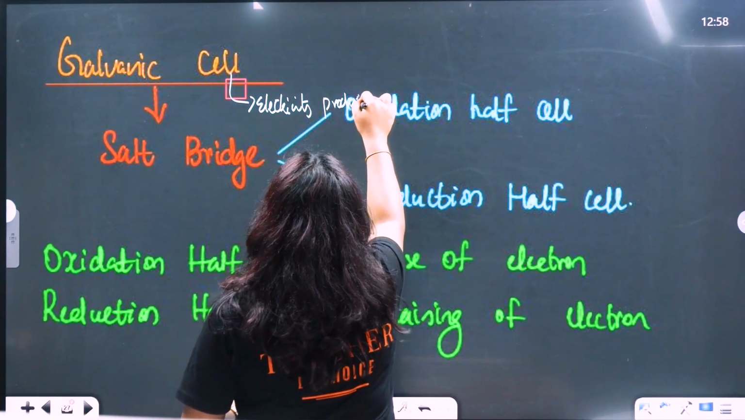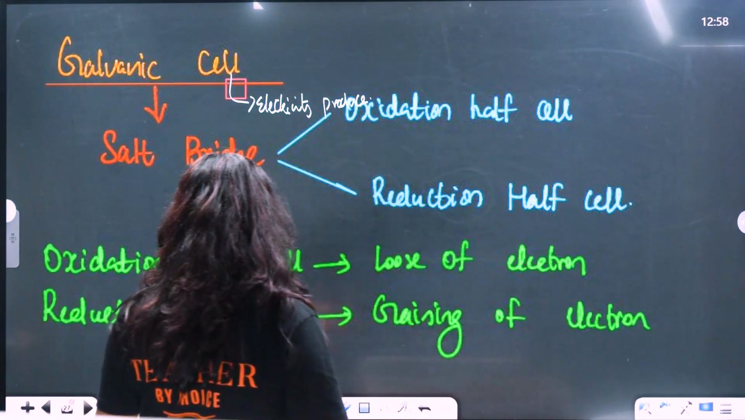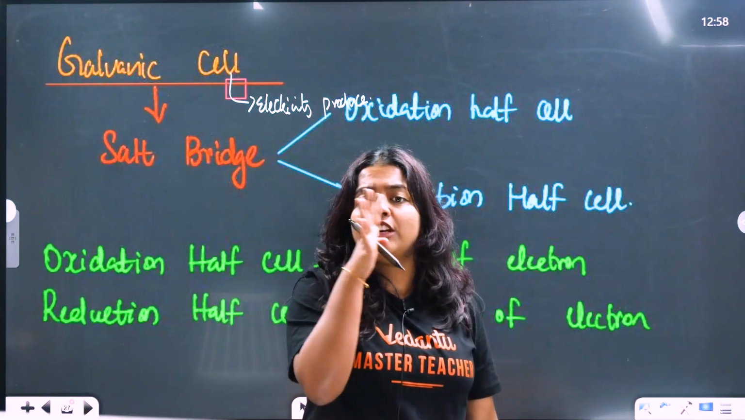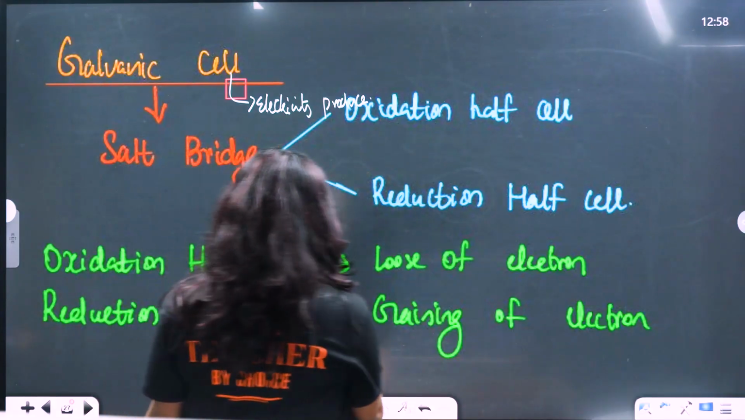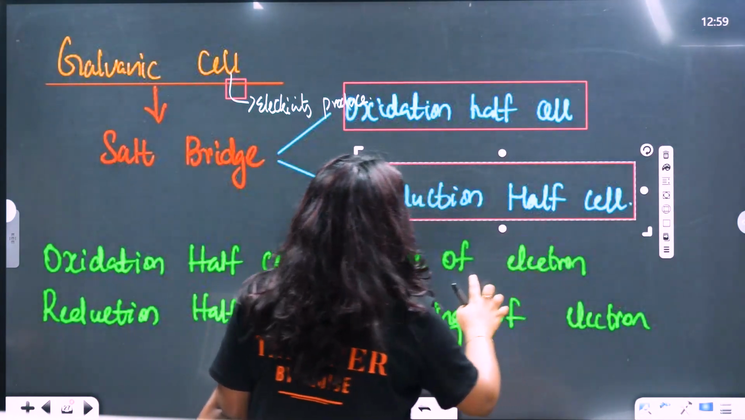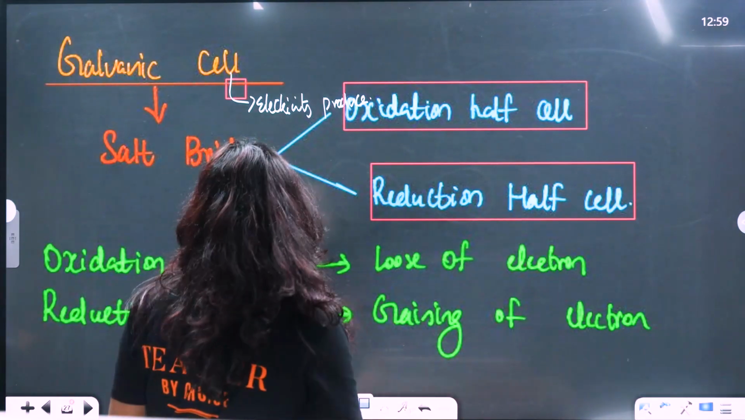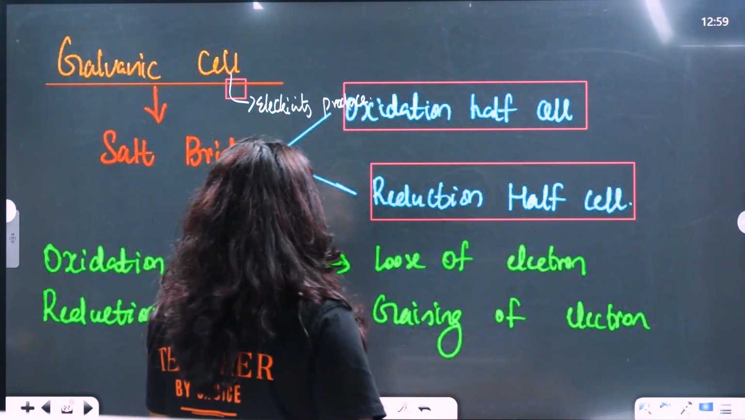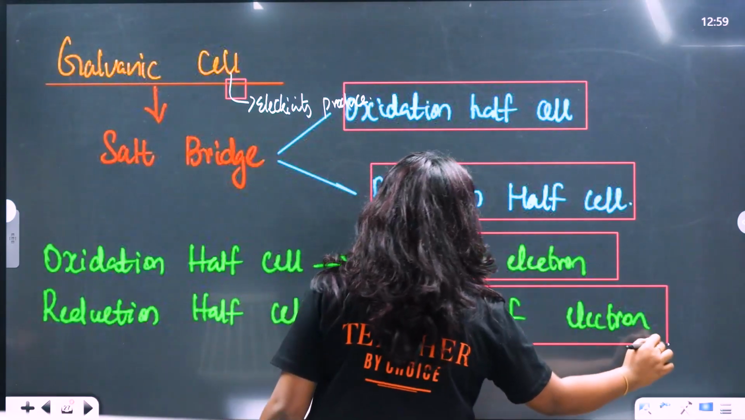So in the galvanic cell, there is a salt bridge. I will draw the structure. First of all, listen, they will be having a salt bridge. In the galvanic cell, there will be an oxidation half cell and a reduction half cell. The oxidation half cell is giving electrons, and the reduction half cell is taking electrons, right? So the oxidation half cell is the losing of the electrons and the reduction half cell is the gaining of electrons.